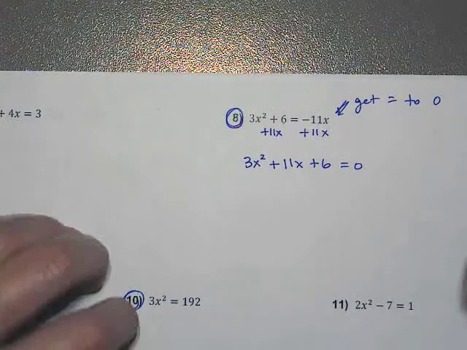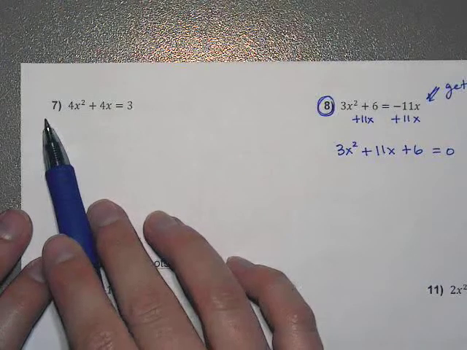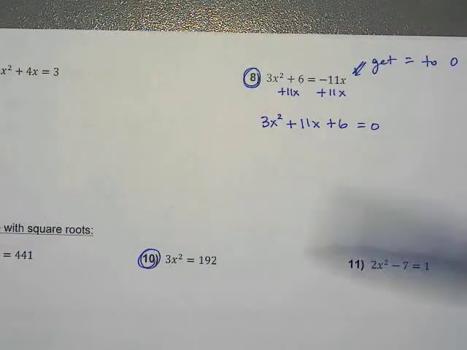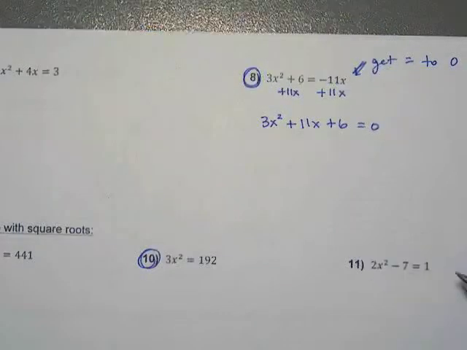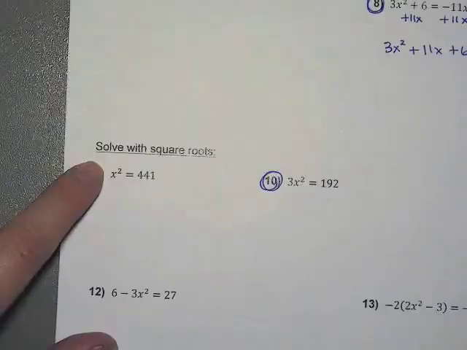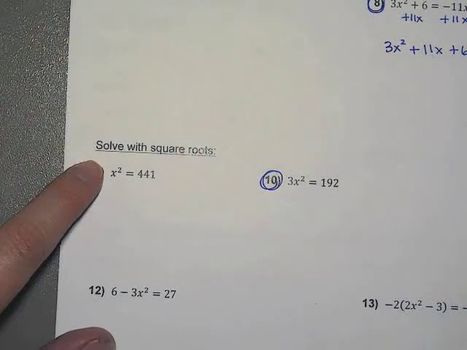All right, and I'm actually not going to finish this problem. I just wanted to start that, and you're going to need to do the same thing over here with number 7, get it equal to 0 before you can move on. You're now going to mark this problem out and then set the factors equal to 0 and solve. So I'm going to let you go ahead and finish that one, and we'll go ahead and look at solving with square roots. Okay, solving with square roots.